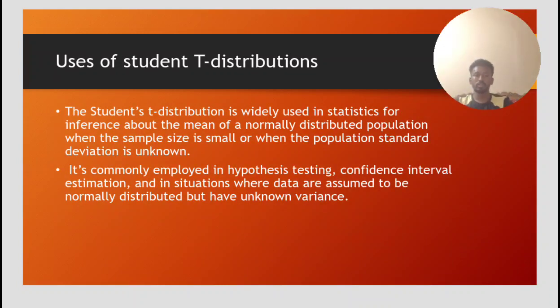And the uses of student t-distributions. This t-test is one of the main tests used for the purpose of hypothesis testing in statistics. It is used for test of hypothesis of the difference between a sample and the population mean, test of hypothesis of the difference between two small sample means, test of hypothesis of the difference between two means with dependent samples, and test of hypothesis of the difference between two means with independent samples.